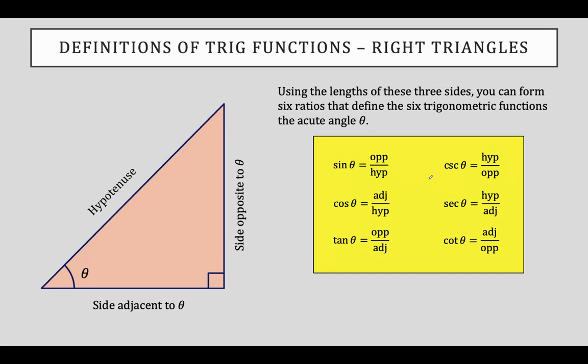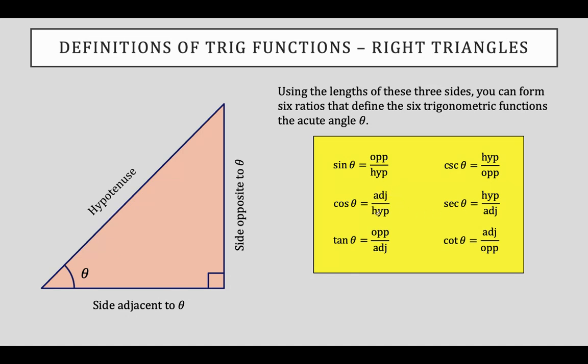And then notice our three remaining trig functions. Cosecant of theta is the reciprocal of the sine of theta. Reciprocal means that the fraction is going to flip, right? Reciprocal means 1 over. So instead of opposite over hypotenuse like we have with sine theta, cosecant theta is hypotenuse divided by opposite. Secant theta is the reciprocal of cosine.